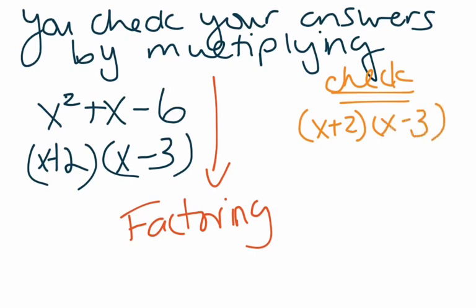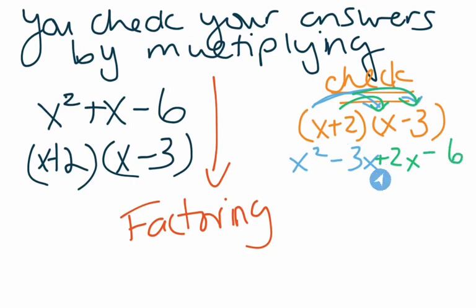So I'm going to distribute the x squared. X times x is x squared. X times negative 3 is negative 3x. And then I'll distribute the 2. 2 times x is 2x, and 2 times negative 3 is negative 6. And then the middle ones combine. Negative 3x plus 2x is negative 1x.